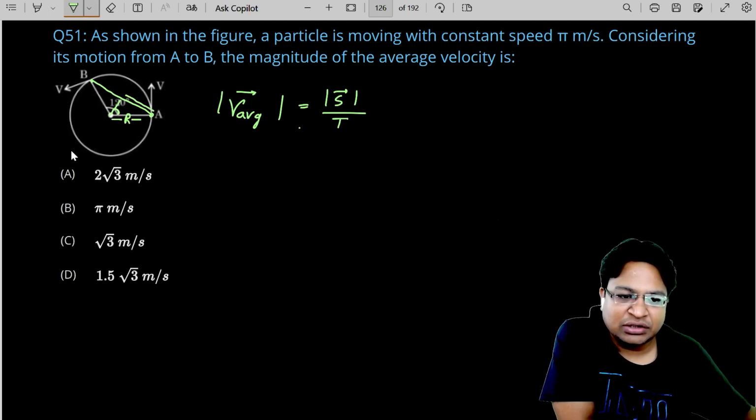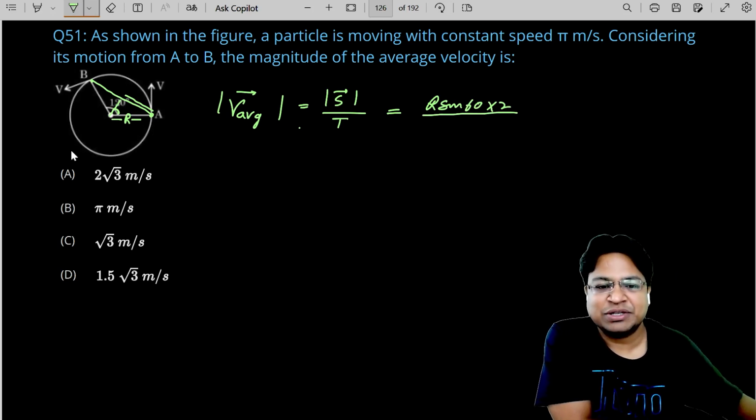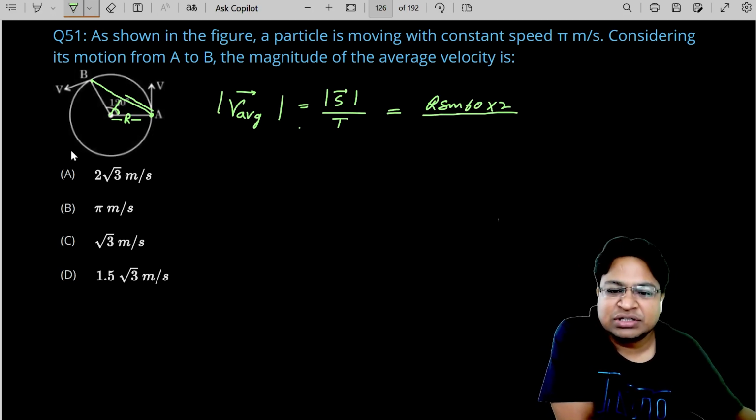We can say that the length of the chord AB would be r sine 60 and twice of it. So that would be the displacement, the magnitude of displacement, and the time taken would be the distance covered. Distance covered would be the angle, so 120 degrees actually 2 pi by 3. So the angle covered into the radius, that is the distance. Distance divided by the speed will give us the time. So when we finish this calculation, we will get the answer.